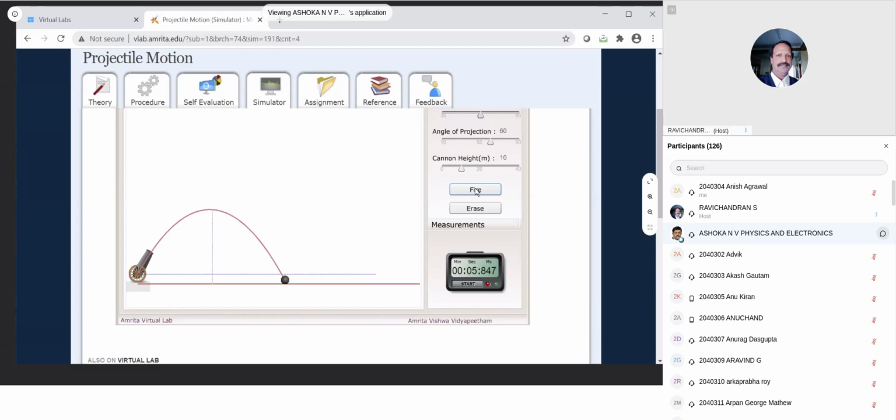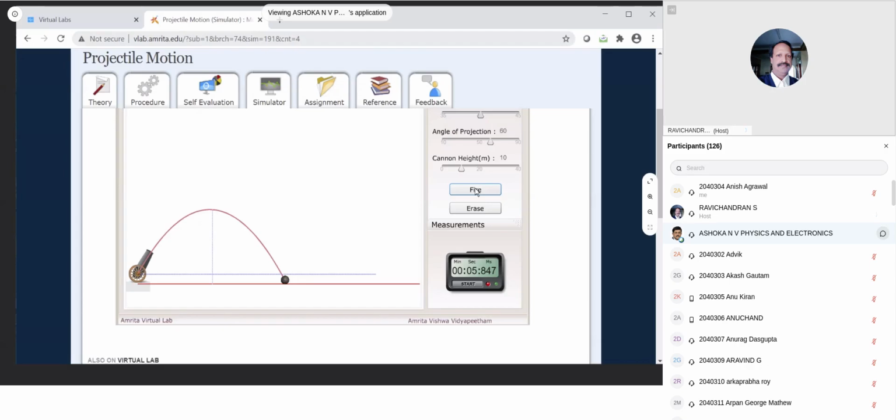Some other angle also you can just find out, and you can verify the complementary angle principle also. Then maximum range, what angle you get maximum range by keeping the velocity constant, that also you can find out.